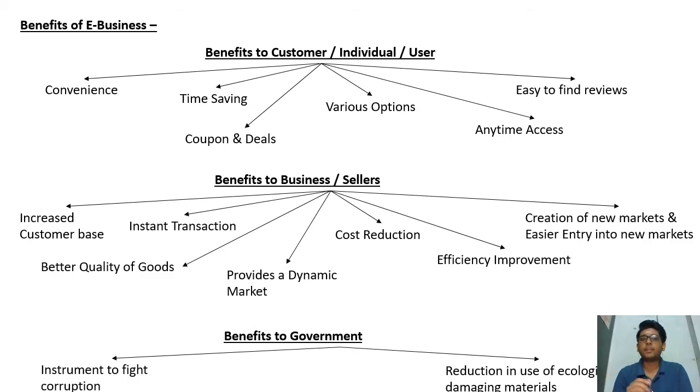various options. For example, I want to purchase a shirt. There are various brands. If I go to a particular shop, Peter England will only give me shirts related to Peter England. Suppose I go to Flipkart, it will show me shirts related to Peter England, Allen Solly, Max, whatever brands you want to get. So I get various options through e-commerce and e-business, and anytime access. I can access it anytime, which is convenient to me.